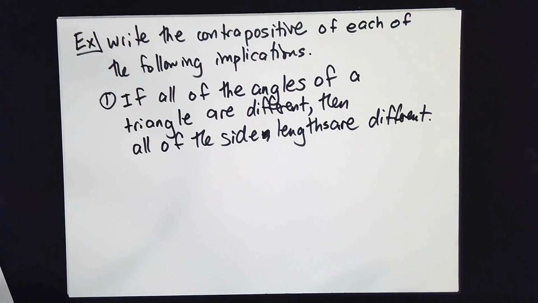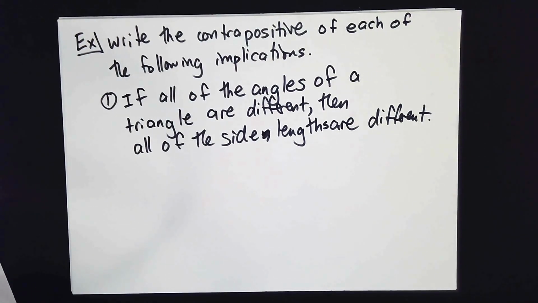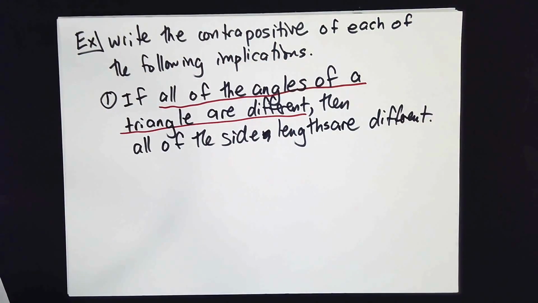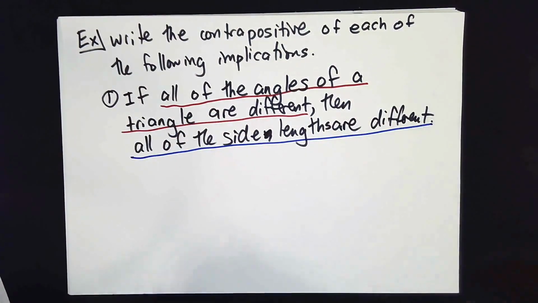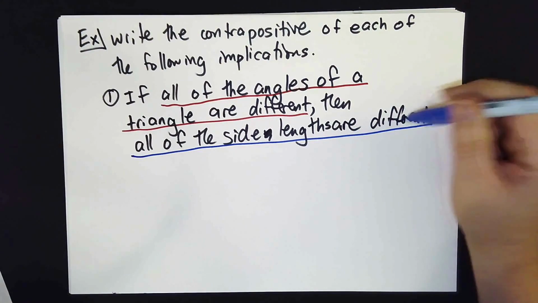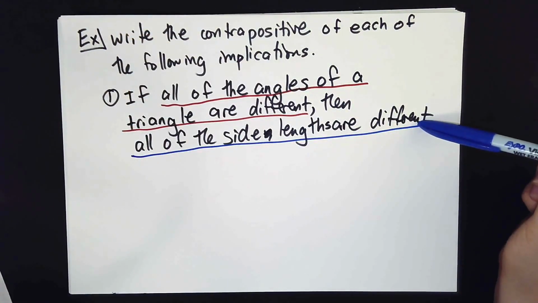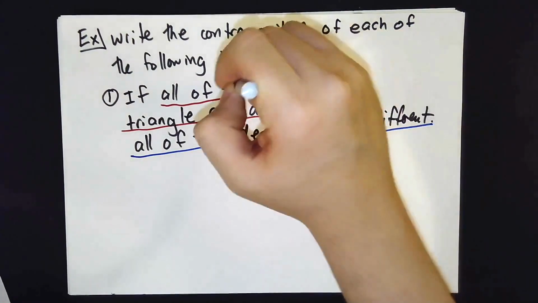So here we have a statement from geometry that you might recall, which is that if all the angles of a triangle are different, then all of the side lengths are different. So this is a classic if-then statement. So here's the if piece. And here's the then piece. So when I go to write down the contrapositive, well, I need to write down the word if, then the negation of this, then the word then, and then the negation of this.